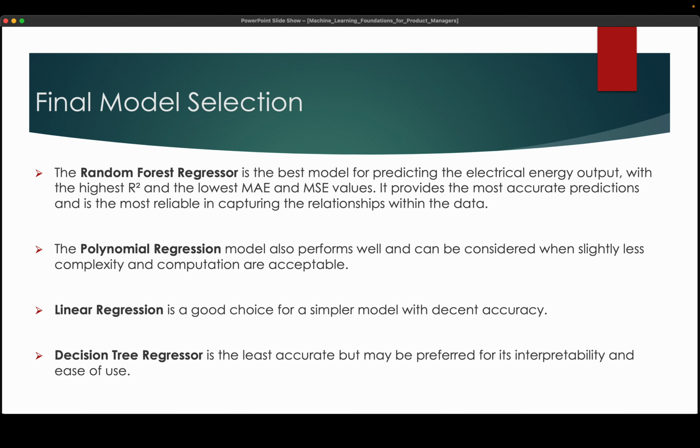It provides the most accurate prediction and is the most reliable in capturing the relationship in the data. So this is the winning model, and I can conclude that random forest regressor is the best suited model for my use case. Polynomial regression, linear regression, and decision tree regression are not better than the random forest, so they are way behind it. That's why I'm not considering them for our prediction.